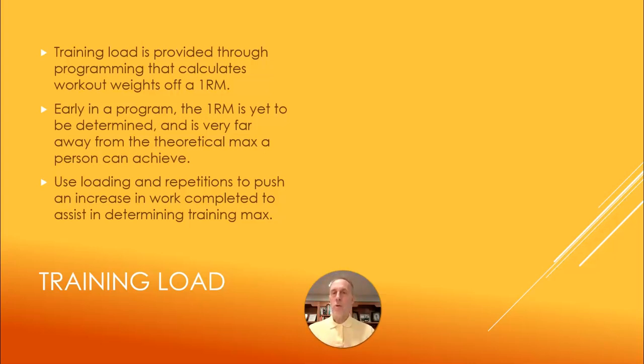When you look at training load, it's provided through programming that calculates workouts off of 1 rep max. And when people start working out, they really don't know what their 1 rep max is, nor do you, and you're kind of trying to poke at the ceiling to figure out just how heavy you can take them.